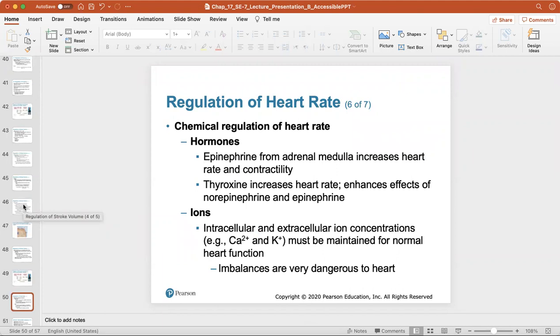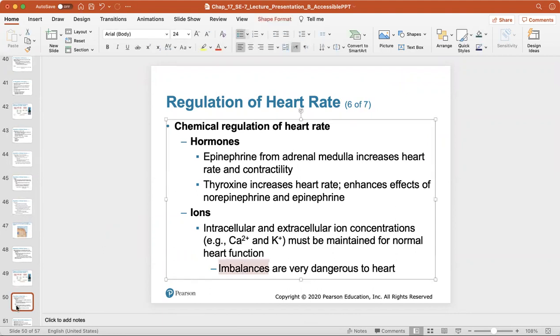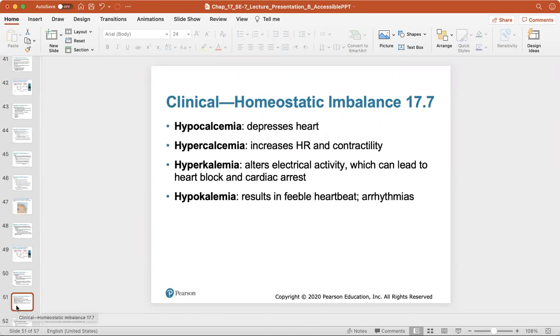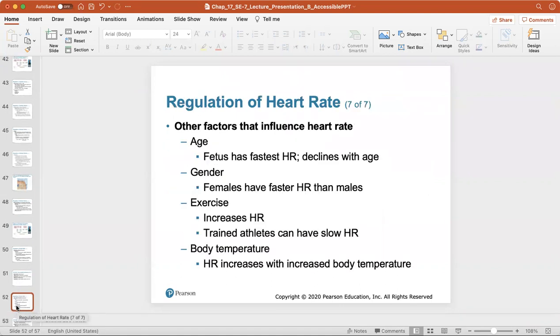Chemical regulation of heart rate can be due to hormones and ions. Epinephrine will increase heart rate and contractility. Ion concentration levels must be maintained for normal heart function. And if we have an imbalance of ion levels, that can be very dangerous to the heart as well. Hypocalcemia depresses the heart. Hypercalcemia increases heart rate. Hyperkalemia alters the electrical activity, which could lead to a heart block and cardiac arrest. And hypokalemia can result in a feeble heartbeat or an arrhythmia.